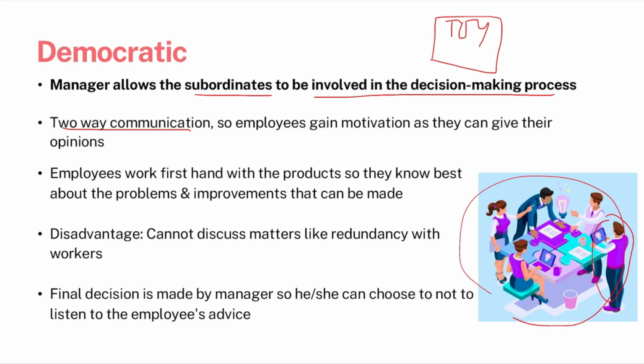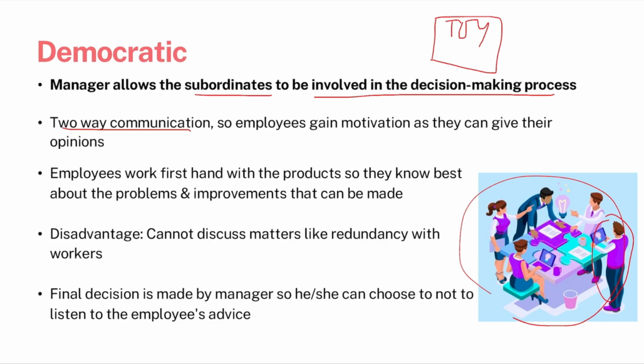So it's good to have employees who work with the products to give their opinion so that the business can improve its operations. Now the disadvantages is that they can't discuss matters like redundancy with the workers. This means that if the company wants to fire a few people, then obviously they can't be making decisions with the employees, right? Because you're not going to be discussing firing people with the employees itself.